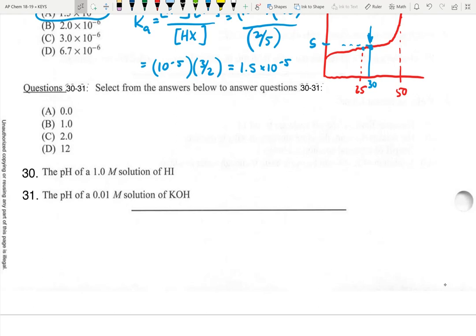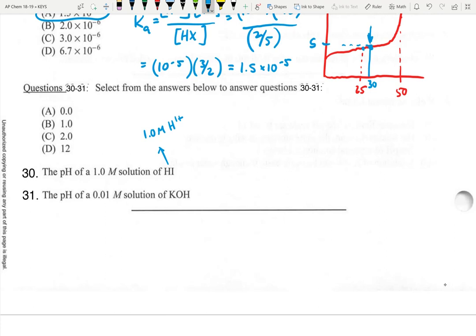Last 2 questions. All right. Selecting the answers below, what would our pH be? This is a strong acid, right? So in a 1 molar solution of a strong acid, we're going to get a 1 molar solution of hydrogen ions. It's going to dissociate fully.